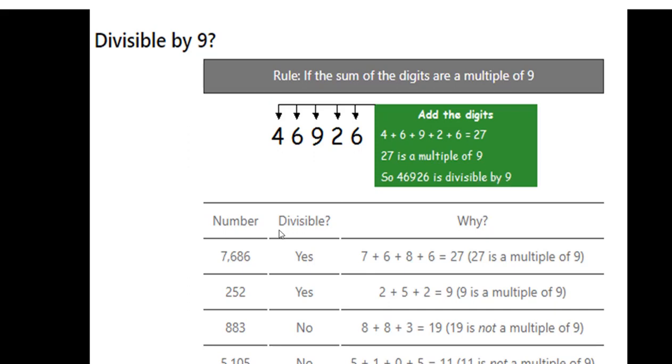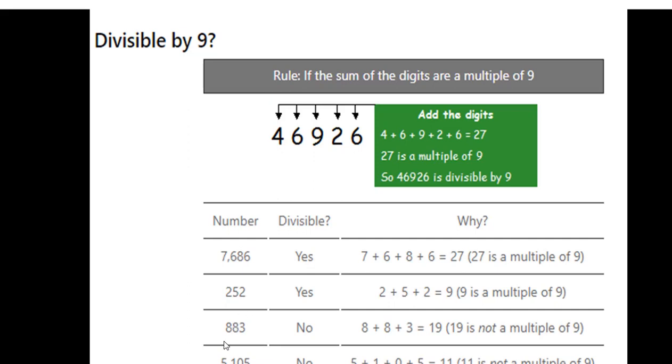Okay. The next example, 7,686. Here also you have to find the sum of the digits. The answer is 27. So 27 is a multiple of 9, so the number is divisible by 9. Then 252. Here the sum of the digits is 9. So 9 is a multiple of 9, so this number 252 is divisible by 9.